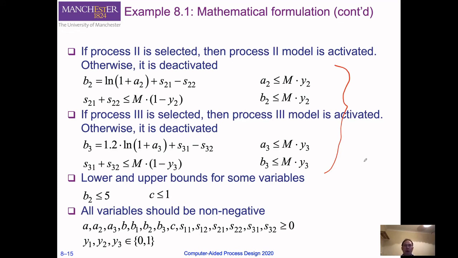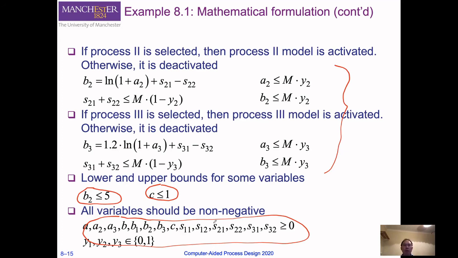Based on this, we can finish these constraints for process 1, process 2, and process 3. We also need to satisfy some limits. The productivity of C should be less than or equal to 1 ton per hour, and also the outlet flow rate of B from process 2 should be less than or equal to 5 tons per hour. All variables should be non-negative. The integer variables y1, y2, and y3 can take value only 0 or 1. Then we finish the mathematical formulation for this example.